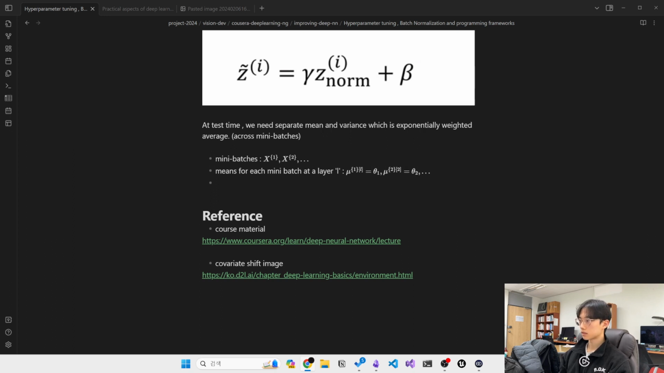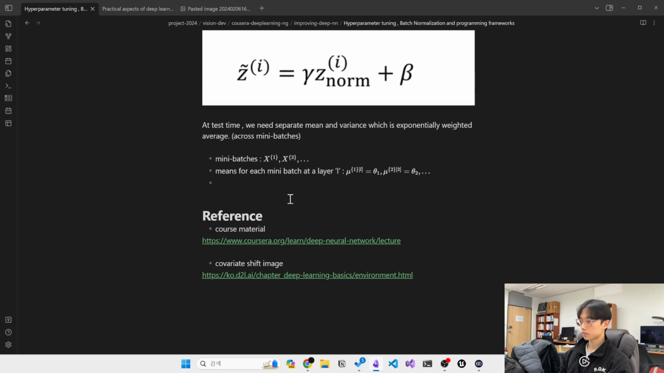And similarly, you use an exponentially weighted average to keep track of these values of sigma squared that you see on the first mini batch in that layer, sigma squared that you see on the second mini batch, and so on. So you keep a running average of the mu and the sigma squared that you're seeing for each layer as you train the neural network across different mini batches.